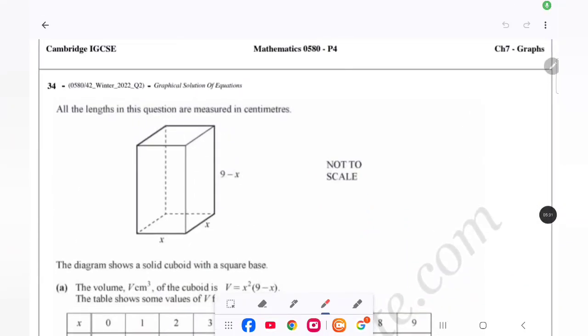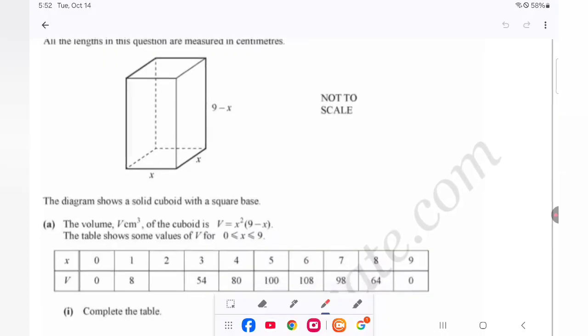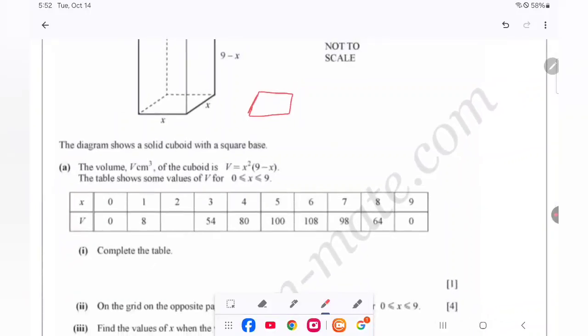So in question number 34, all the lengths in this question are measured in centimeters. So all the points are in centimeters, and we have to calculate our answer also in centimeters. The diagram shows a solid cuboid with a square base. This is our square base on which it is standing. The volume V cm cubed of the cuboid is V is equal to x squared times the bracket 9 minus x. The table shows some values of V for x greater than or equal to 0, x less than or equal to 9.